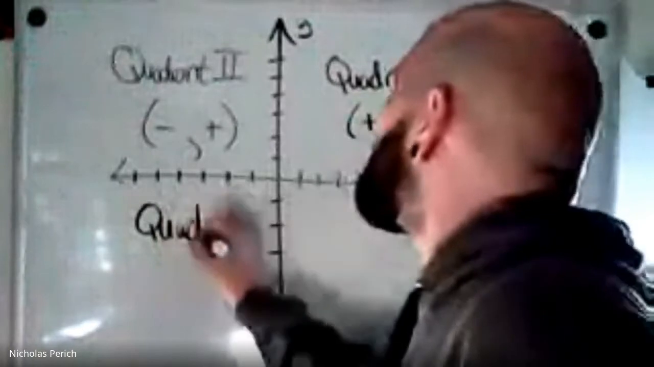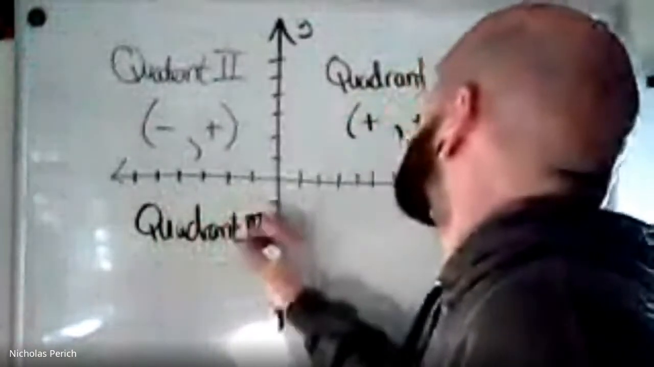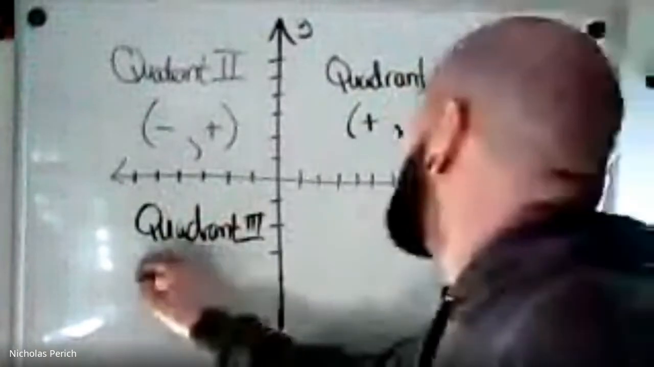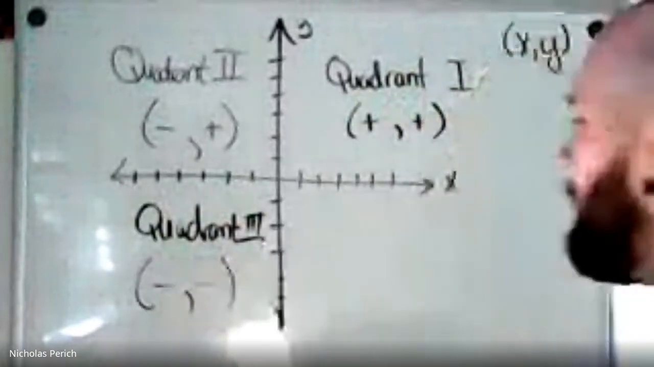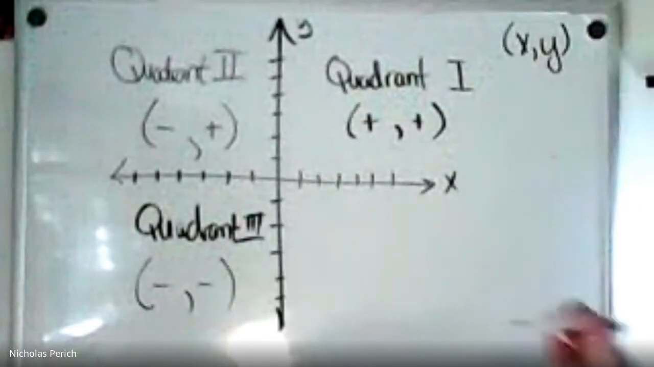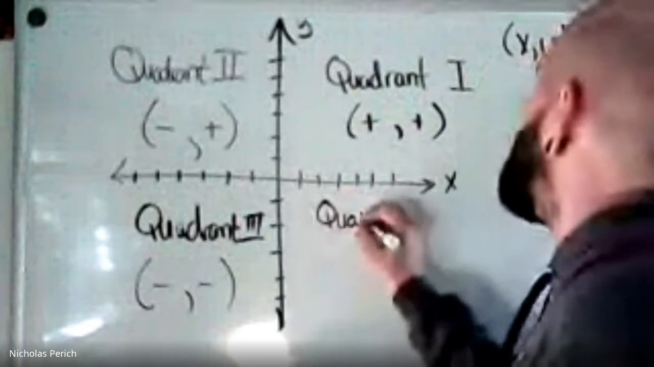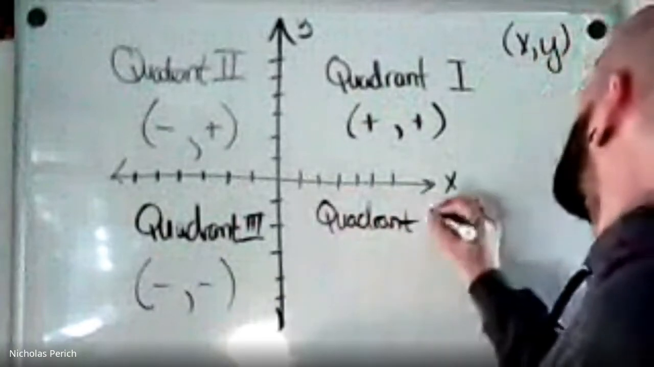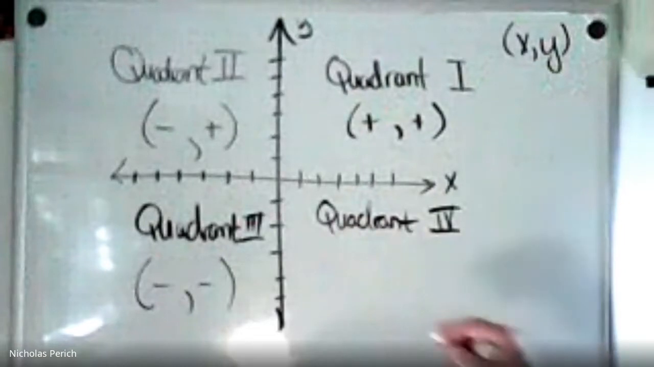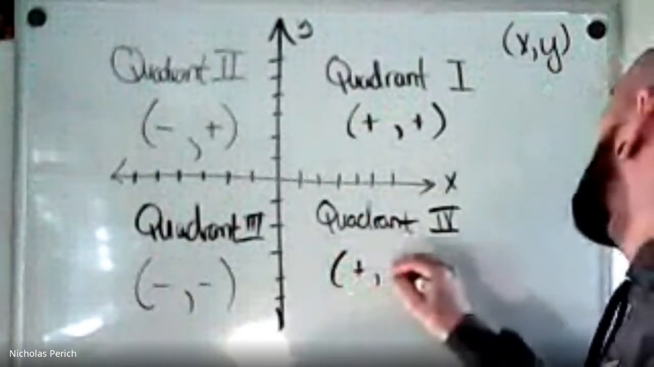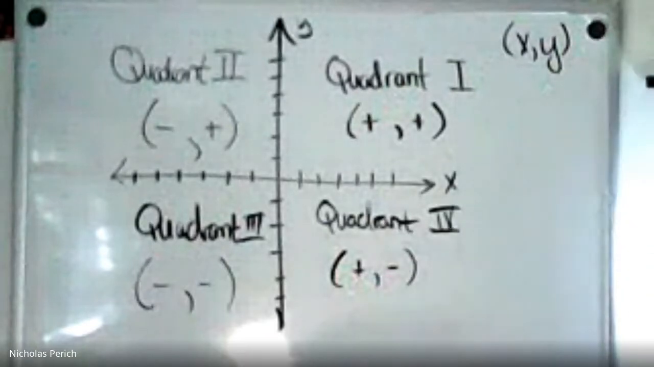This is quadrant 3. Those are the points given to us as a negative X and a negative Y. And last but not least, we have quadrant 4. Those are the positive X values and the negative Y values. So if I'm asked to graph a point, I look at the positive or negative on the X, look at the positive or negative on the Y, take that information and graph my point.